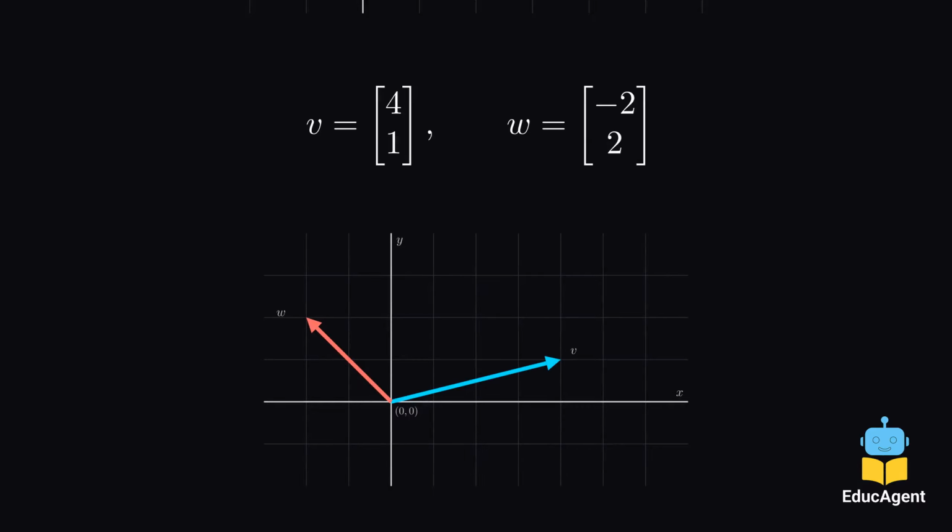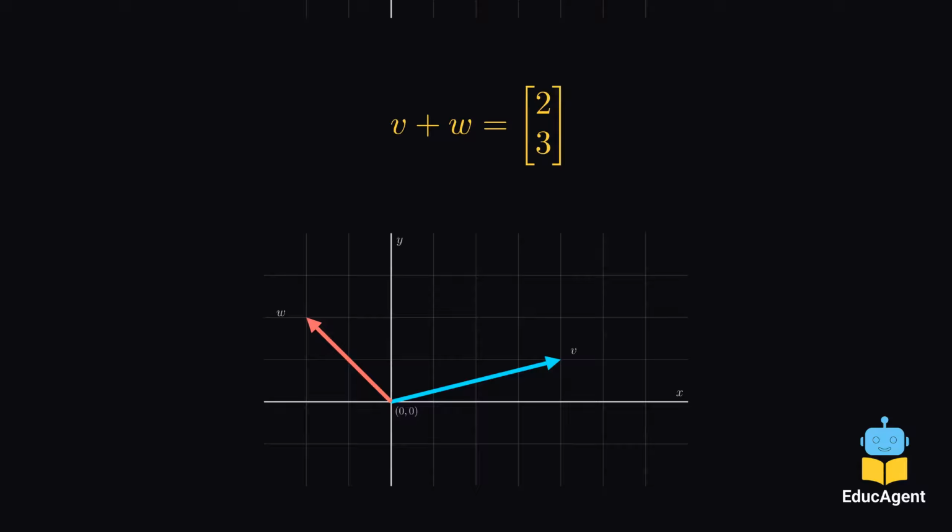Here are v and w drawn from the origin. v goes to (4, 1), and w goes to (-2, 2). Notice their directions and magnitudes as given by their components. We will add the vector v plus w in two equivalent ways to emphasize component-wise and geometric addition.